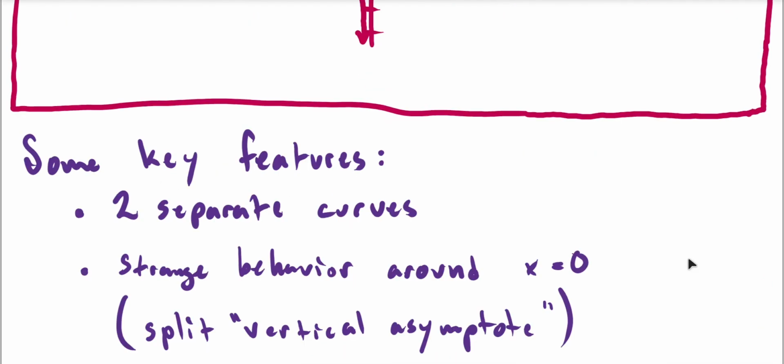There are two separate curves here. It gets broken up, and there is strange behavior around x equals 0. It seems to shoot off towards either positive or negative infinity. We call that a split vertical asymptote.